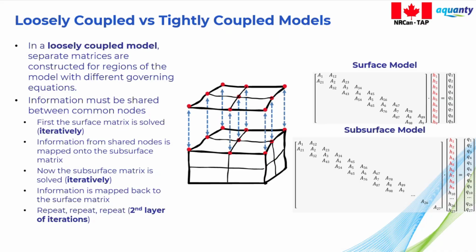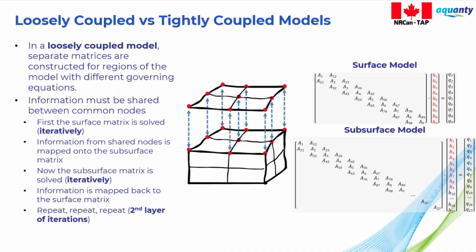So if we consider this loosely coupled system here, we have a surface model and we have a subsurface model. These blue lines just indicate some sort of virtual distance. In reality, the locations of the surface nodes and the top layer of the subsurface nodes are superimposed on the exact same location, right? So the blue line is just a virtual distance to illustrate that even though they're superimposed on the same location, they are distinct from each other.